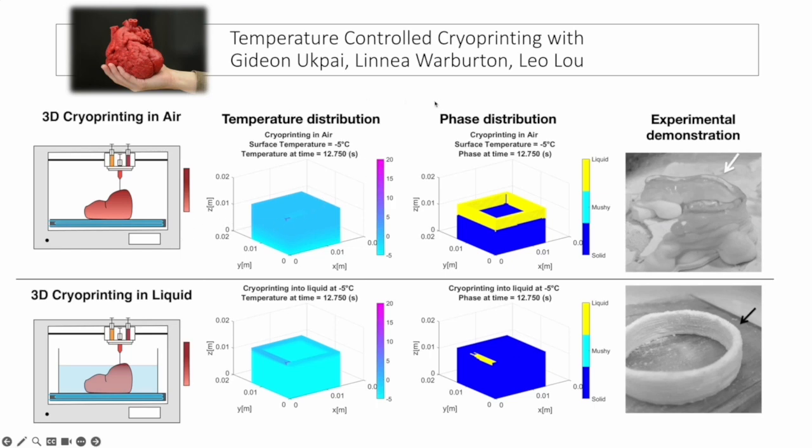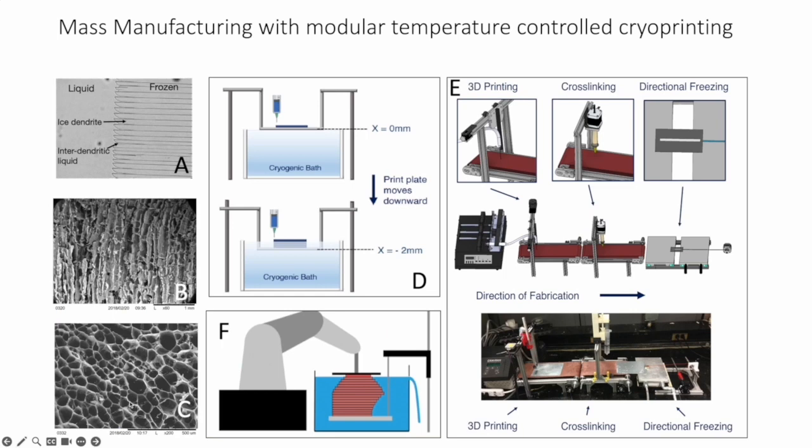Gideon Ukpai has done his PhD on that, and Linnea and Leo are about to finish their PhD on this. But essentially what we do is we immerse the organ into a freezing solution, and we print each separate layer. And we freeze each separate layer as it's being printed. As a consequence, we can also control the microstructure.